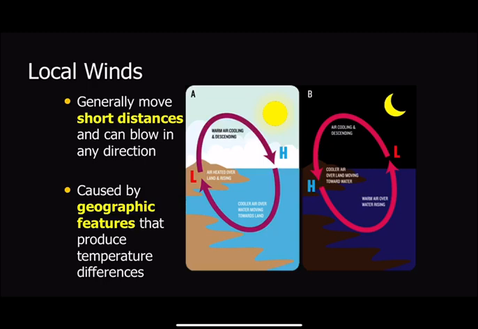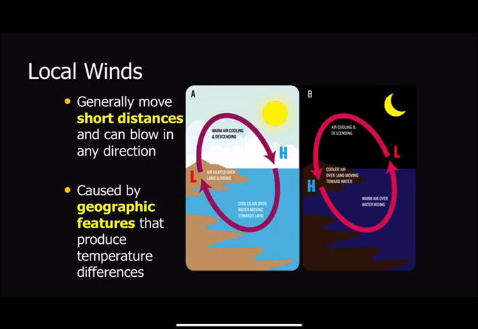Okay, let's look at picture A. What time of day is it? Well, the sun's out shining, which is something a little different. Now let's look at the air pressure. We have a low air pressure on land and high air pressure over the sea.